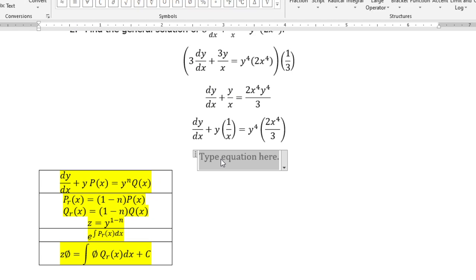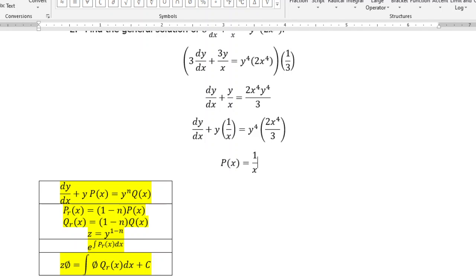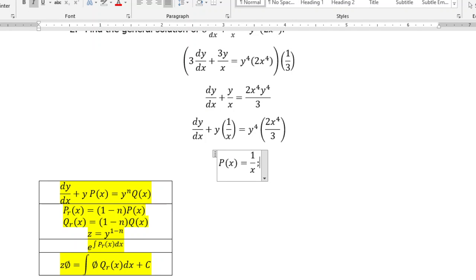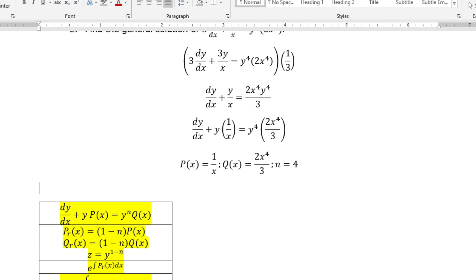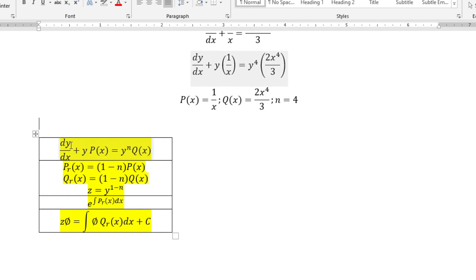So, makukuha natin si p of x, which is 1 over x, and then q of x is equal to 2x to the 4th over 3, and then, makukuha natin si n, which is equal to yung exponent ni y, 4. So, tapos na tayo dito.